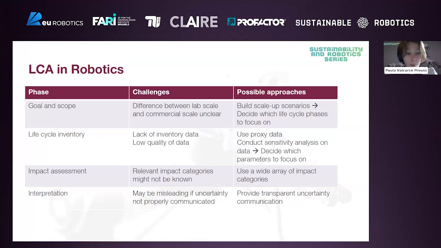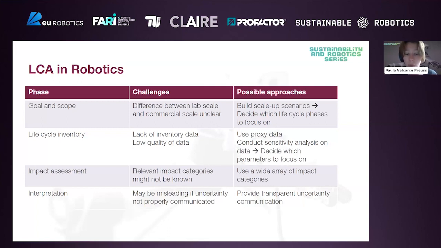For the next phase, the impact assessment, we might have the issue that we might not actually know yet which impact categories might be relevant for our product, especially if we have a novel product that, like we just discussed in the last presentation, might be using very novel materials that are not very researched yet. We might not know which categories might be relevant.